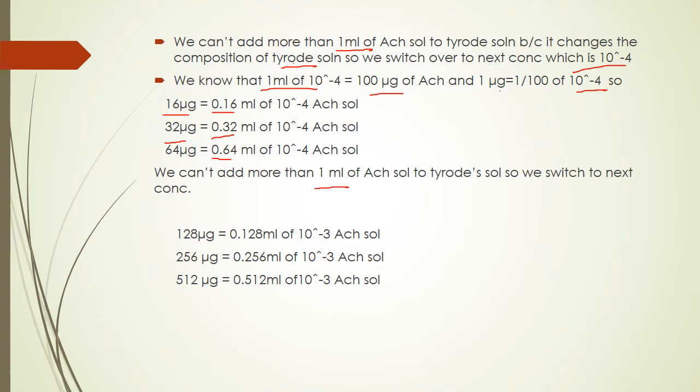After the 1 ml of acetylcholine solution, we can't add more to the Tyrode solution. So now we have to divide by 1000, as the concentration is 1000 microgram in 10 raised to the power minus 3 solution. So if we use 128 microgram, we divide it by 1000, then we have 1.28 ml of acetylcholine, then 2.56 and 5.12 ml of acetylcholine. So these are the concentrations we keep on increasing till we reach an effect that is known as the ceiling effect. Ceiling effect is something I will explain later.